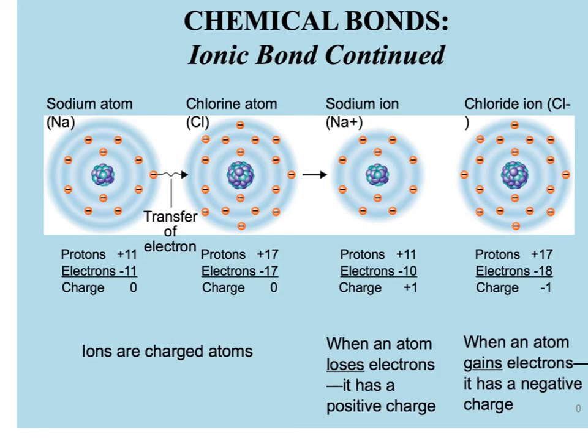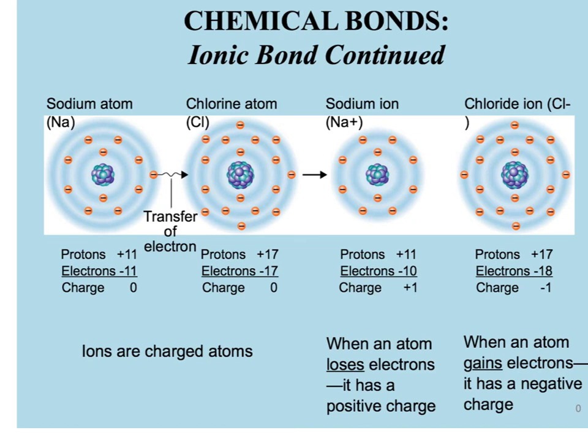All right, so let's just review ionic bonds again. This is another image that shows how ionic bonds are formed. Notice that sodium and chlorine themselves are not charged, because remember, elements are not charged because they have an equal number of protons and an equal number of electrons. So there's no charge on the two naturally occurring elements.